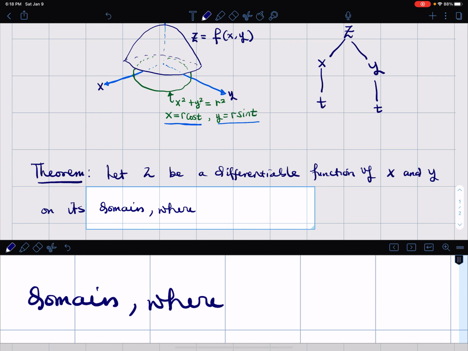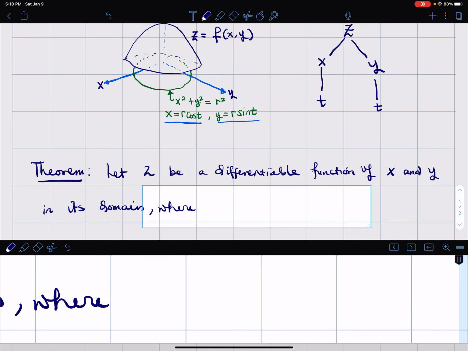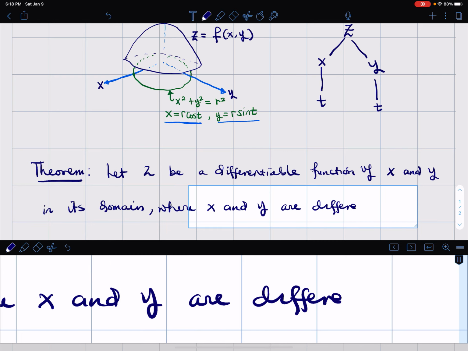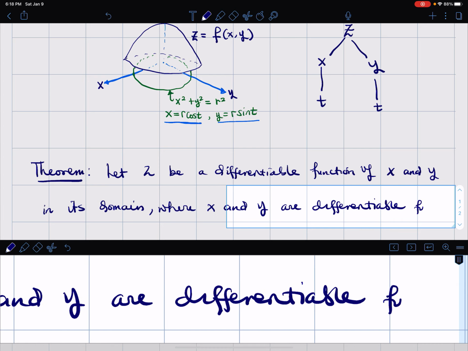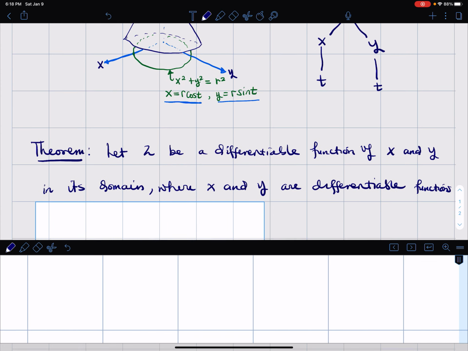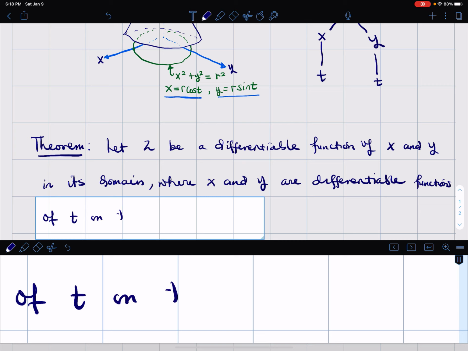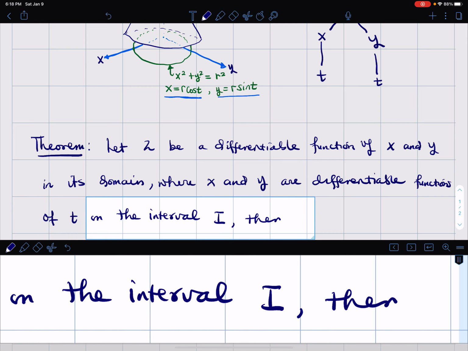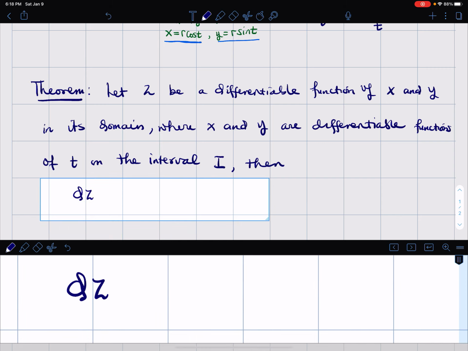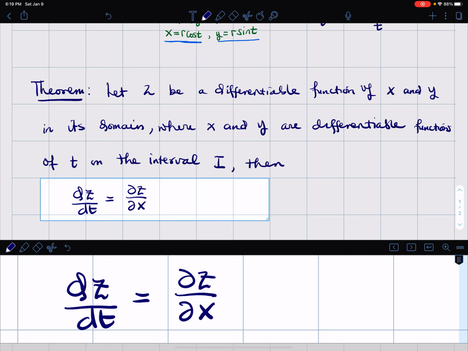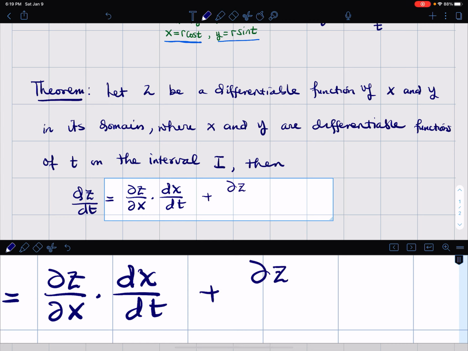where x and y are each differentiable functions of t on the interval I. Then on the interval I, the derivative dz/dt is equal to the partial derivative of z with respect to x times the derivative of x with respect to t from Calc 1, plus the partial derivative of z with respect to y times the derivative of y with respect to t.